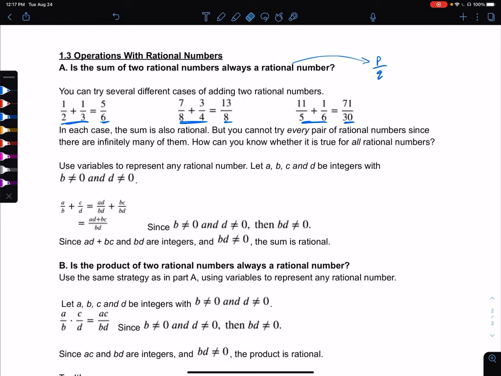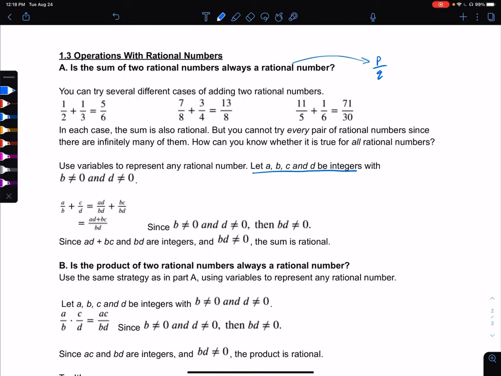So how can we know whether it's true for all rational numbers? Well, what we can do is use variables in place of any of our numbers. We're going to let a, b, c, and d be integers. It's important that we state that they're integers because, remember, a rational number is going to have integers. And we're going to say that b and d cannot be equal to 0, and the reason for that is they are in the denominator. It wasn't mentioned before, but up here, in p over q, q cannot be equal to 0 there.